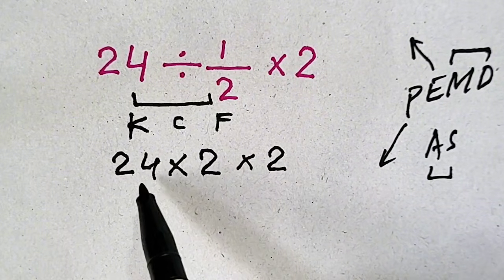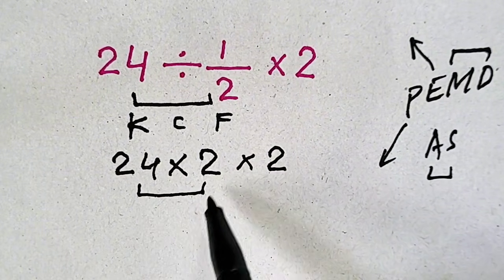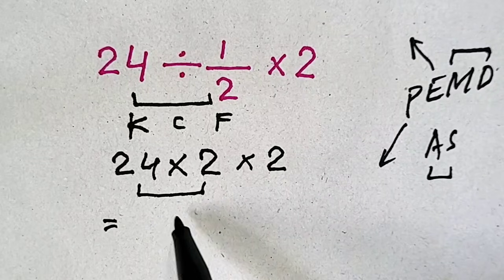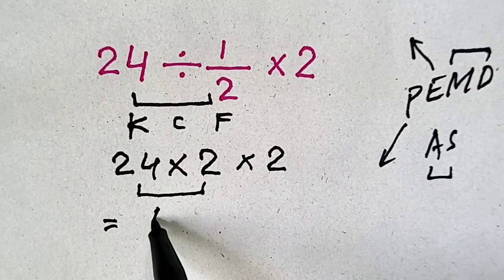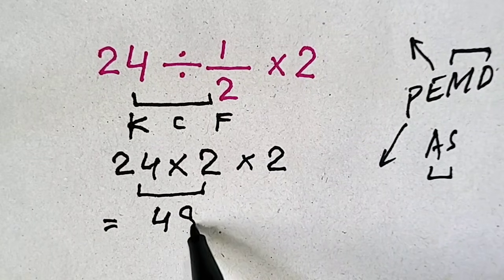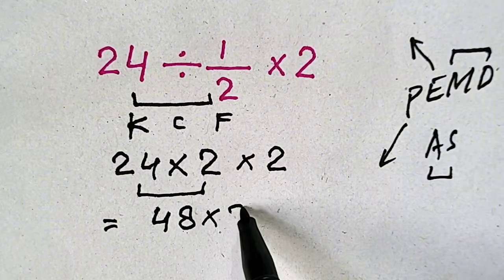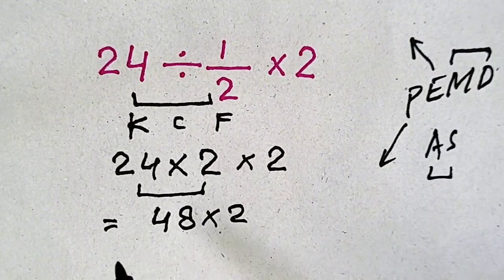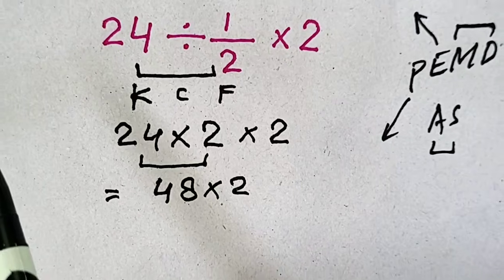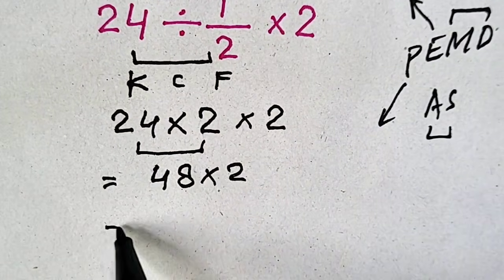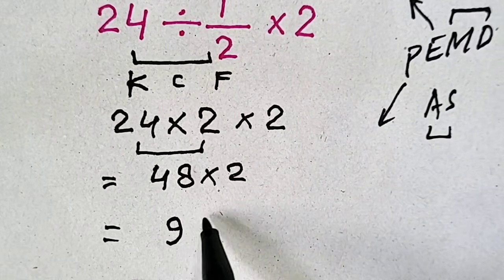Now 24 times 2 will be equal to 48, times 2. So our answer will be equal to 96.